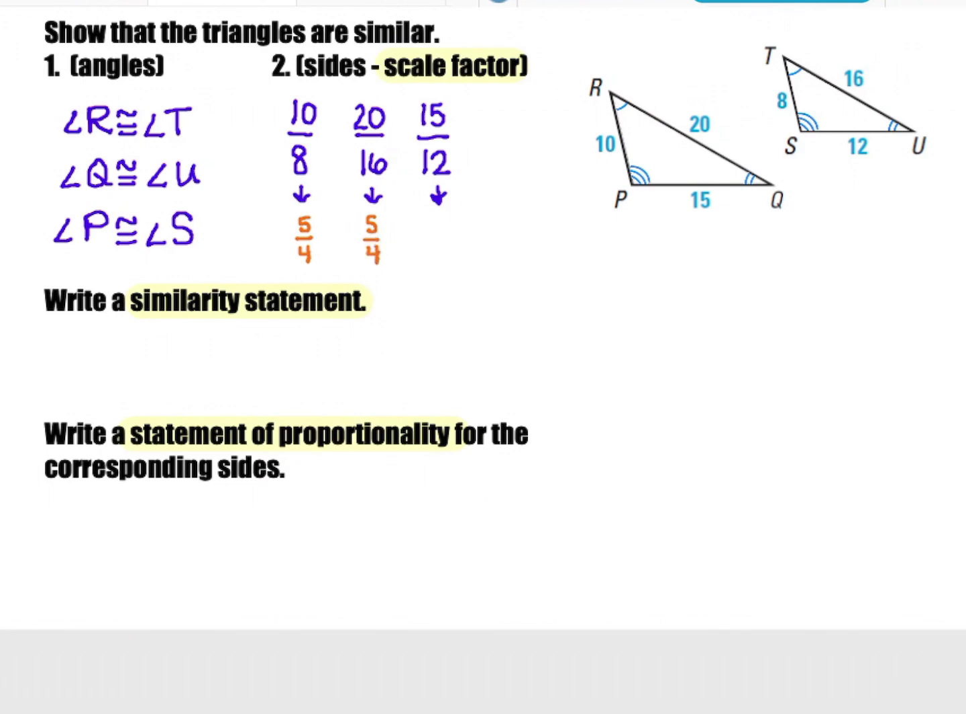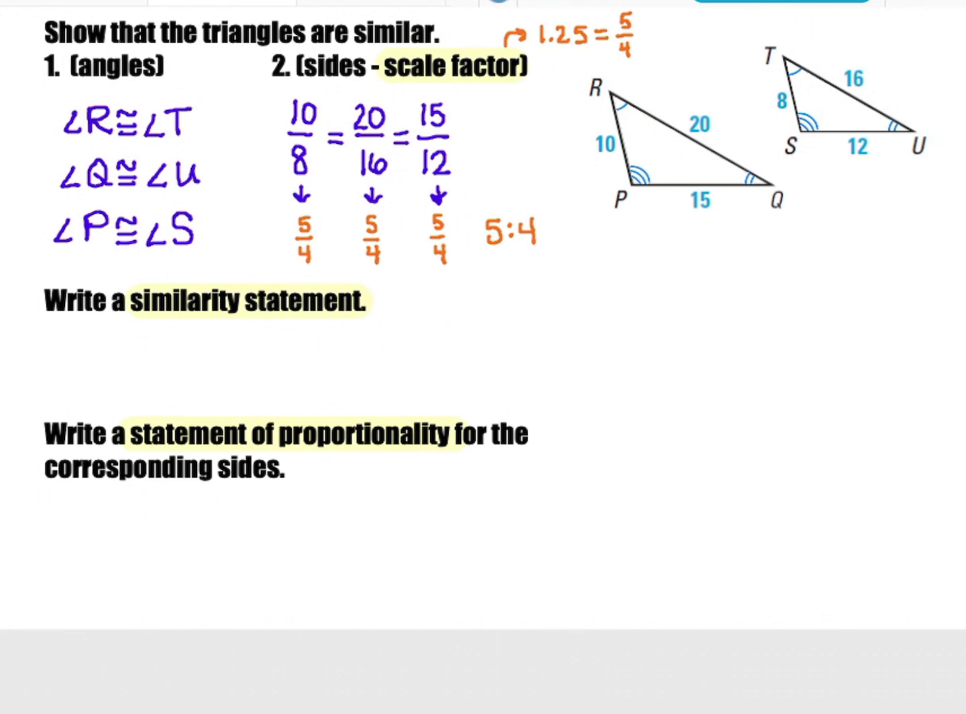Here I can divide by 3. Great news, friends. All three of those ratios are the same, so we can say that the sides are proportional. And we even know that the scale is 5 to 4. 5 divided by 4 is 1.25, so we could also say that the scale factor is 1.25, or if you'd rather leave that as a fraction, you could say that the scale factor is 5/4.